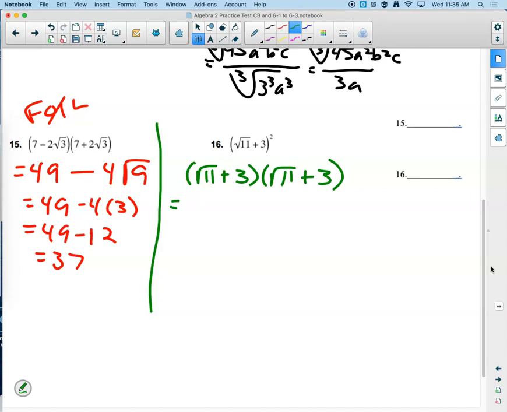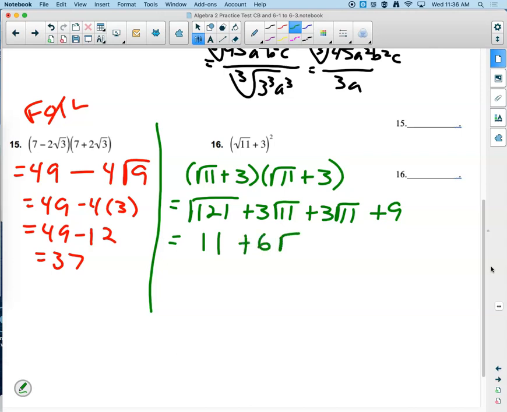Now this one, we have to do FOIL. And that's because our signs are not opposites in this one. These are not conjugates. So first times first, square root of 121. Outside times outside, plus 3 square roots of 11. Inside times inside, plus 3 square roots of 11. Last times last, plus 9. Light bulb moment. Give me one of them. This is 11. Second light bulb moment. Those two middle ones can be added together. And then finally, we know 11 plus 9 is 20. So 20 plus 6 square roots of 11. Got it.